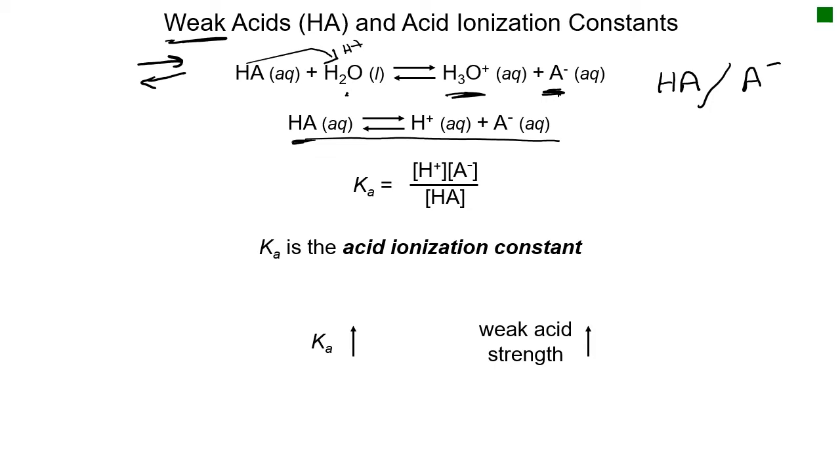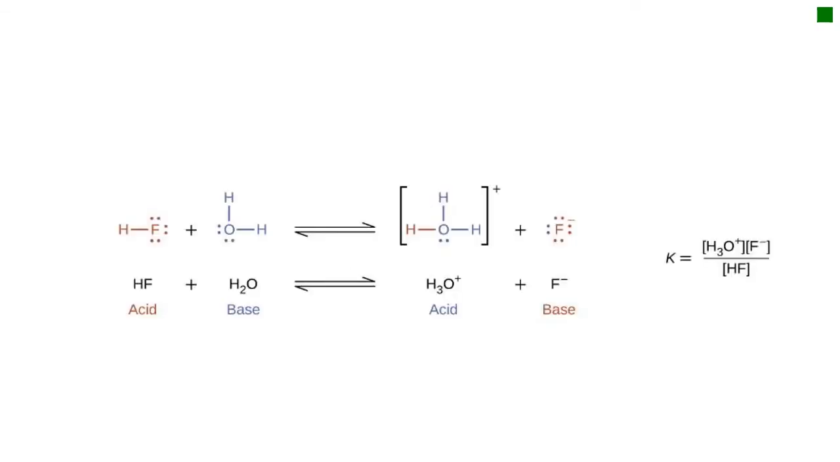And Ka here is just the equilibrium constant, and we're going to call it the acid ionization constant. In fact, we're just going to call it Ka. Now, as the value of Ka goes up, the strength of this weak acid also will go up. For example, if we take HF and we put it in some water, we know this is a weak acid, so we're going to get two arrows. It's going to make hydronium and fluoride. If we do this shorthand, we have HF reacts with water to make H3O+ and F-.